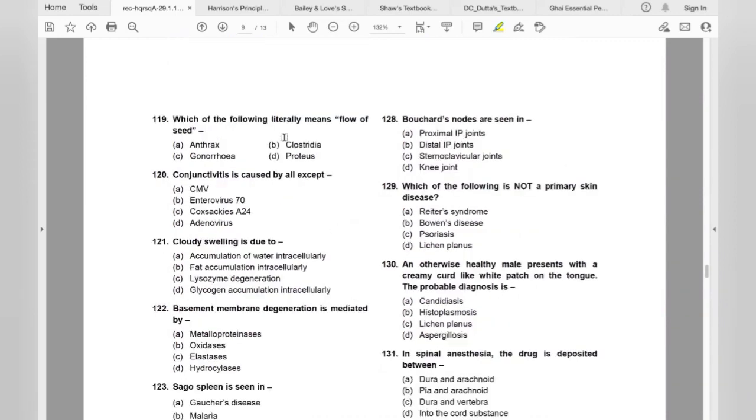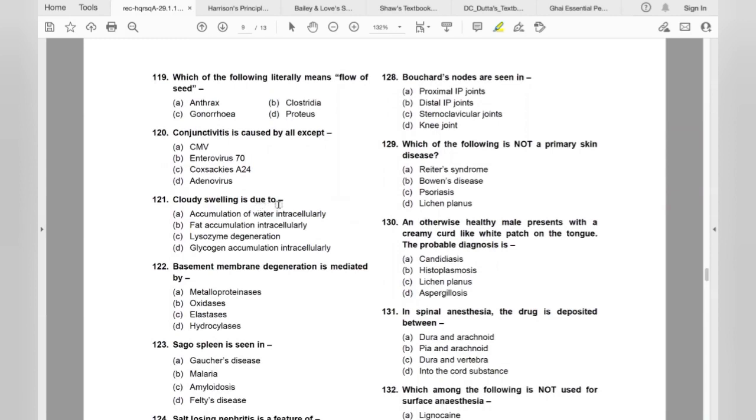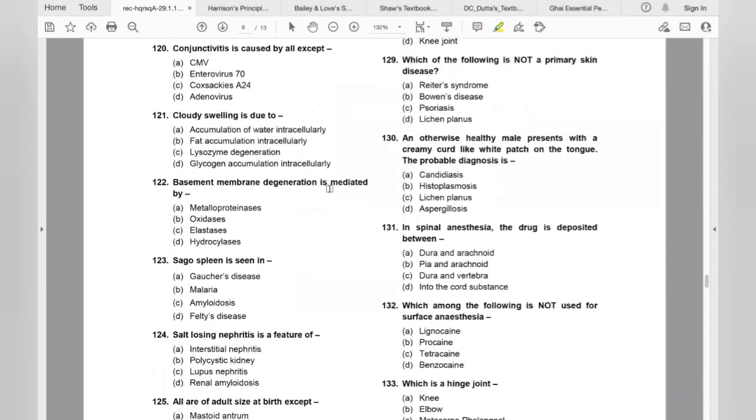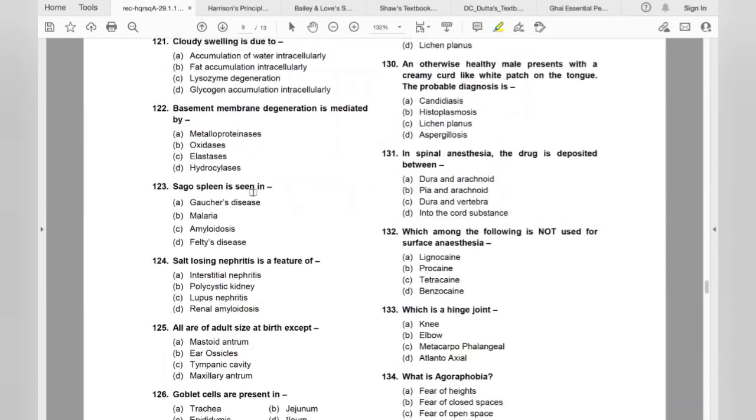So the following literally means flow of seed. So flow of seed is gonorrhea. Conjunctivitis is caused by all except CMV. Cloudy swelling is due to accumulation of water intracellularly. Basement membrane degeneration is mediated by metalloproteinases. Sago-spleen is seen in amyloidosis.